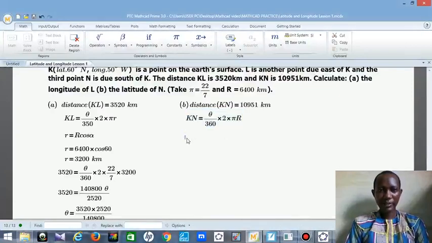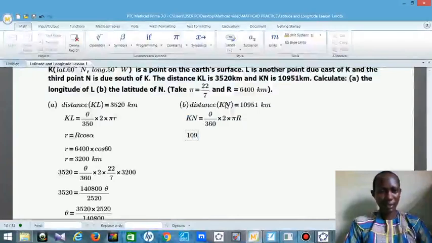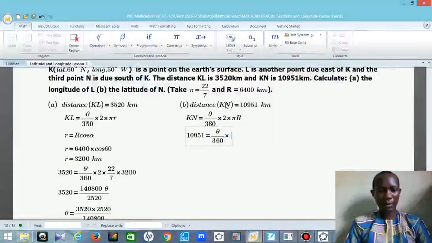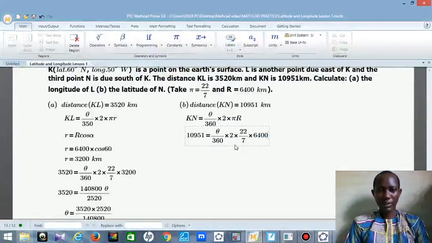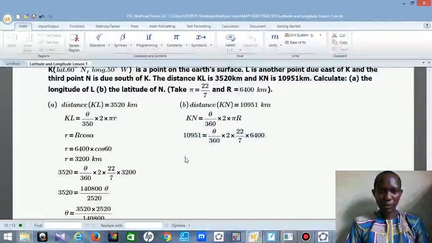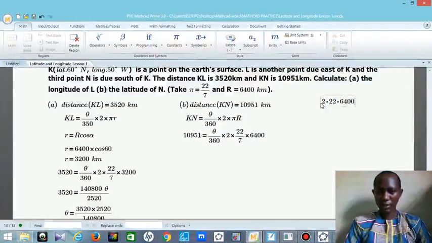Okay, so Kn is giving us 10,951 equals theta, which is what we need to get now, divided by 360 degrees, times 2 times pi, which is 22 over 7, times radius, giving us 6,400. So without wasting time, let's cross multiply. Let's do the same way we did the other one. Let's multiply 2 times 22 times 6,400. Getting this, let's put it in decimal.